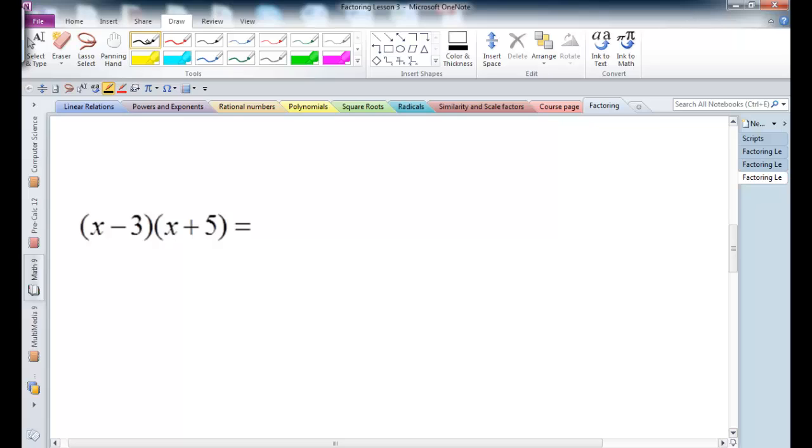This gives us a pattern we can use to factor a quadratic trinomial into its binomial factors. Let's multiply this and collect up the like terms at the same time. X squared plus 2x minus 15. Can you tell what the relationship is between the negative 3 and the 5 and the 2 and the negative 15? That's the key relationship that we're going to be using.